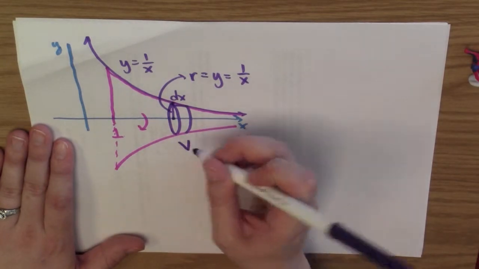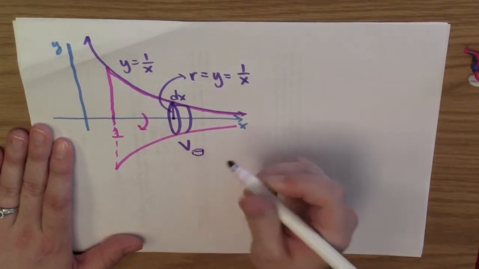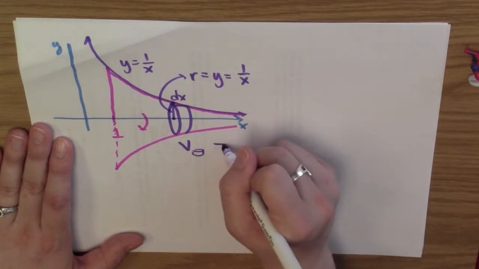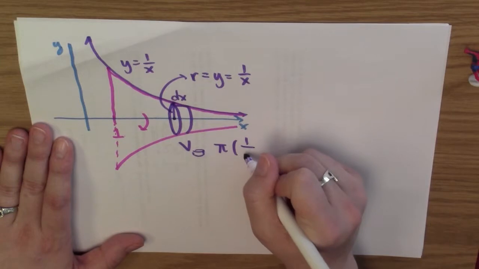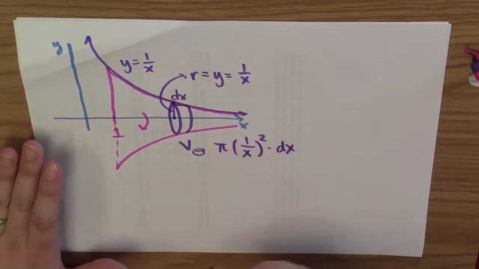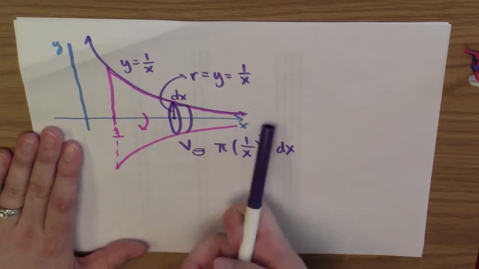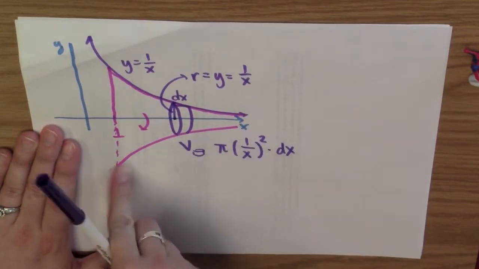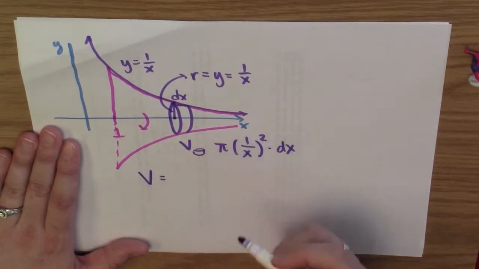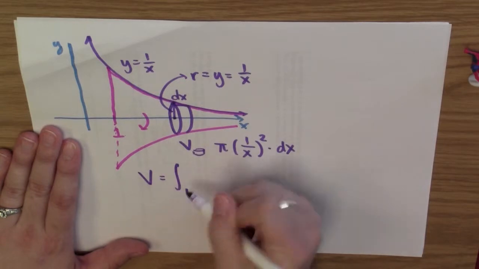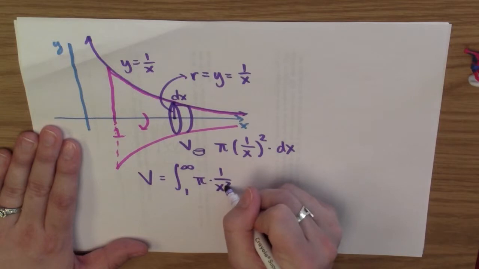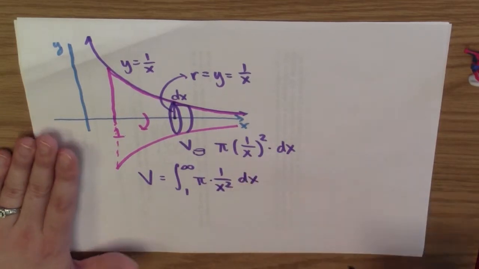So the volume of my little cylinder here, each one of them is, well, how do I take the volume? It's pi times the radius squared times the height, which is dx. And where do I want to add up all of these cylinders? Well, I want to start at x equals 1, and I want to go all the way to x equals infinity. So the volume of Gabriel's horn is given by the integral from 1 to infinity of pi times 1 over x squared, that's my radius squared, dx.